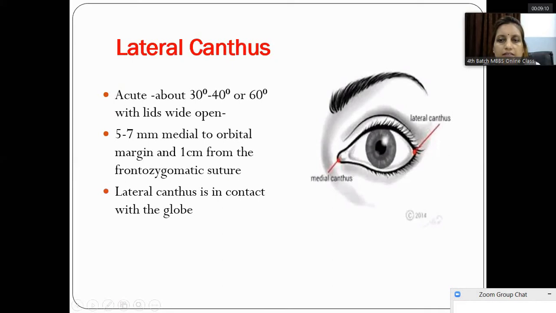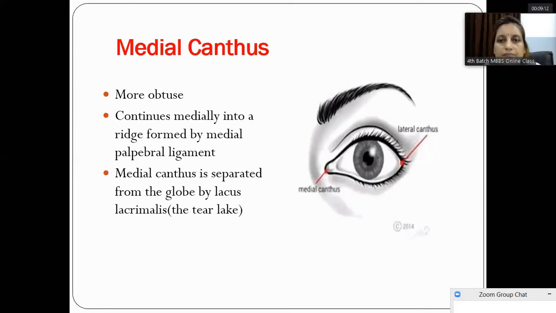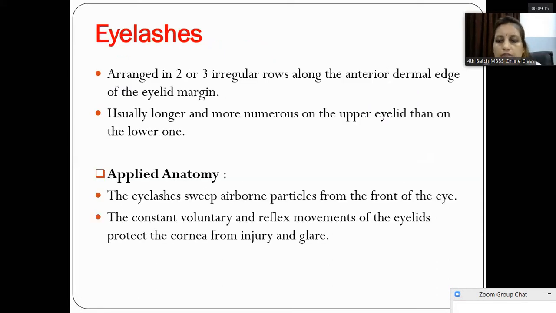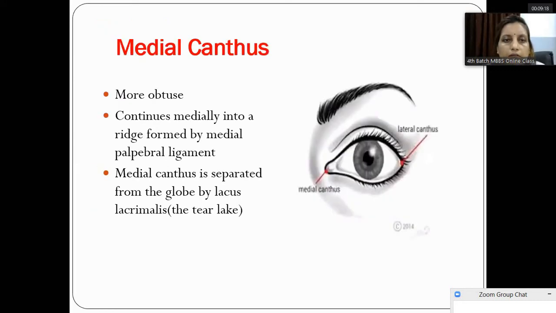So lateral canthus. Medial canthus is more obtuse. It continues medially into the ridge formed by the medial palpebral ligament. The medial canthus is separated from the globe by the lacus lacrimalis, which is the tear lake. So over here you can see the lacus lacrimalis. It is not overlying the globe. It's a little bit separated from the globe by the lacus lacrimalis.